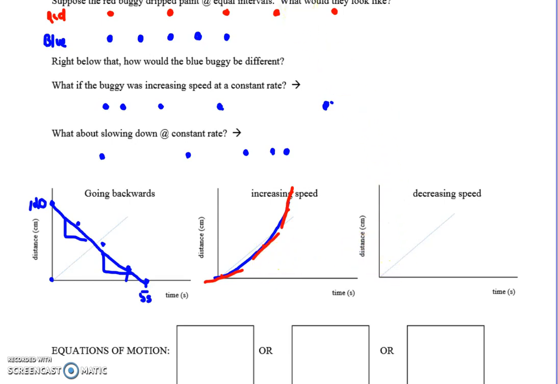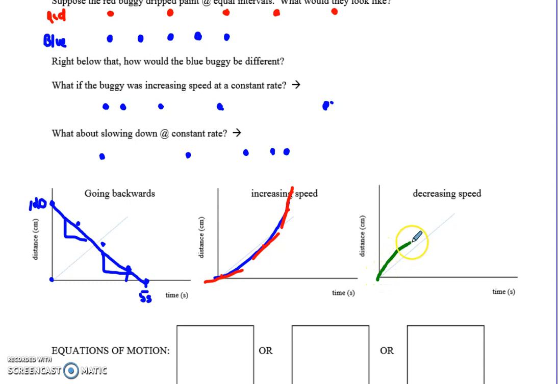So what would happen if we reverse that? Let's decrease the speed. Well, in order to decrease the speed, we have to start off moving fast, which means we have to start off with a steep slope. And then over time, that slope is going to get smaller.